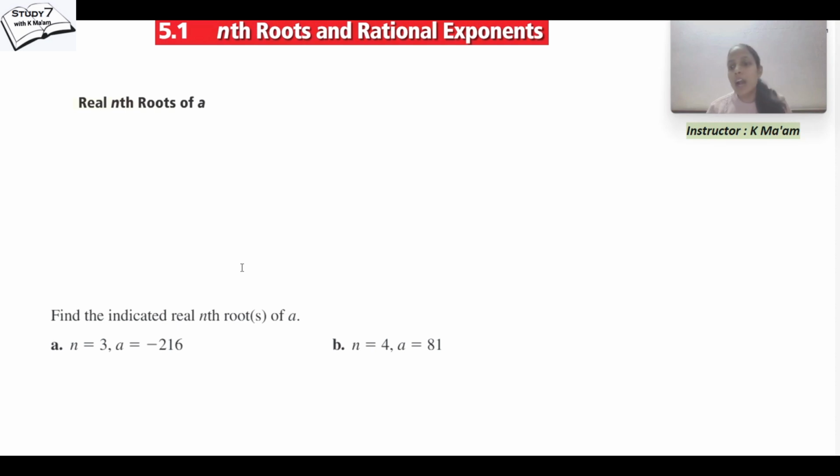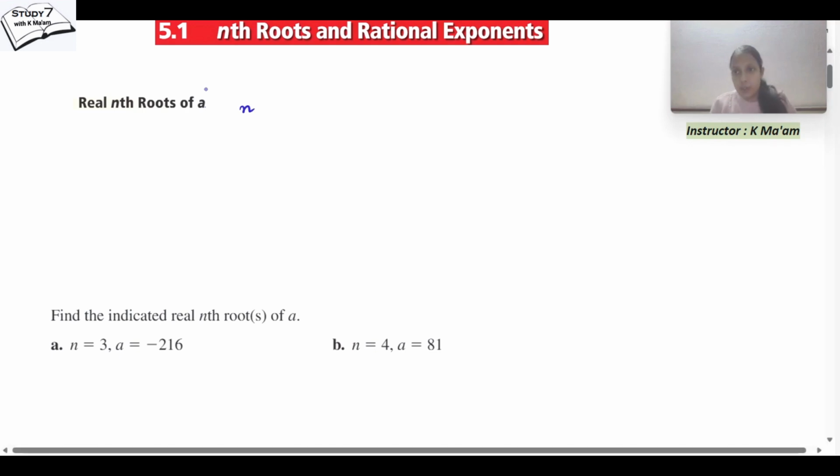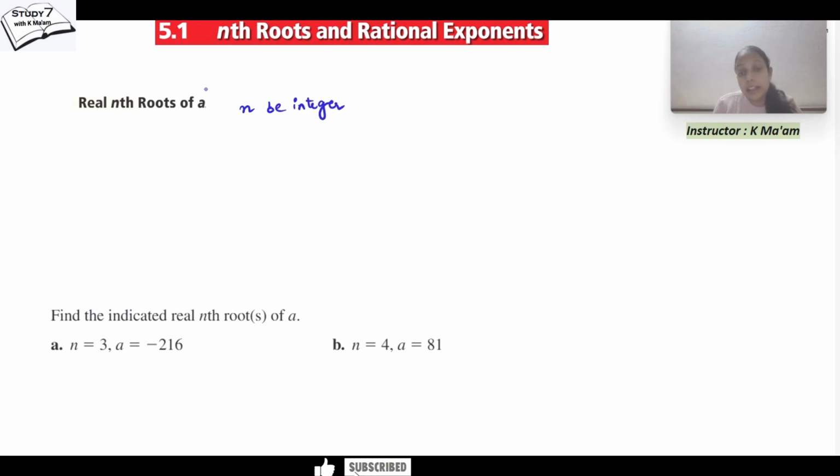Hello everyone, now we are starting the new chapter 5. The 5.1 is nth roots and rational exponents. So, the real nth root of a, in which n is an integer. Let n be an integer and it is strictly greater than 1, and a is any real number.